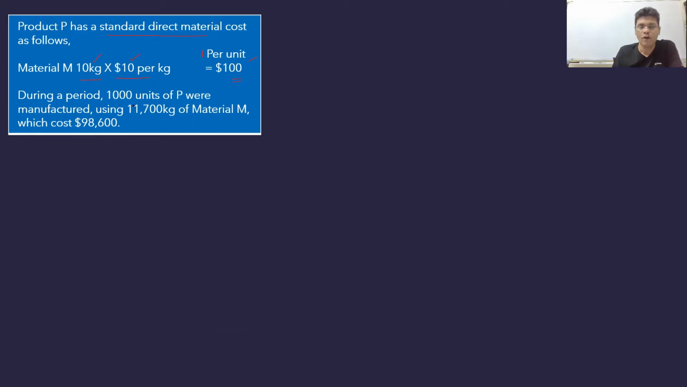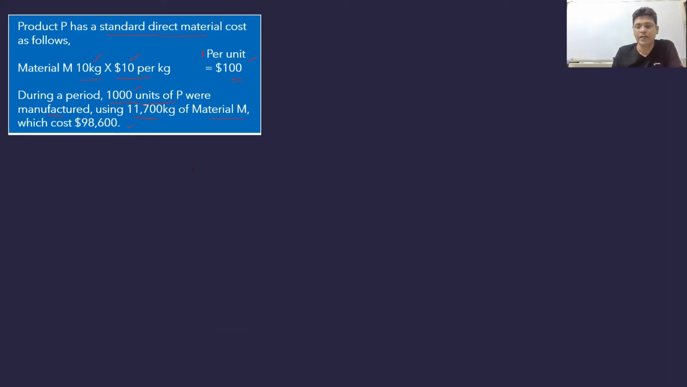During a period, 1000 units of P were manufactured. So this is our actual production, using 11,700 kg of material M. This is our actual consumption. Actually, to produce 1000 units we consumed 11,700 kg, which cost $98,600. So actually we incurred $98,600.